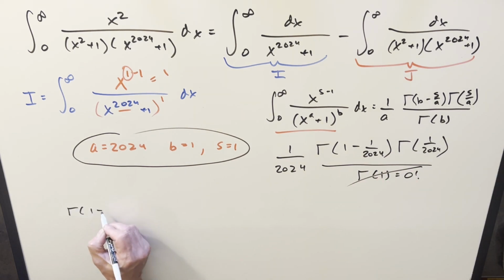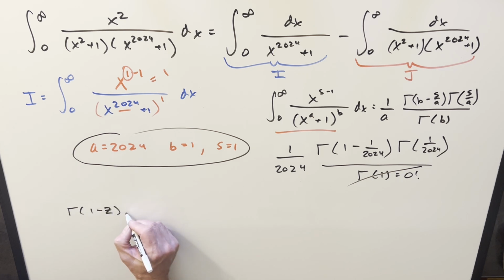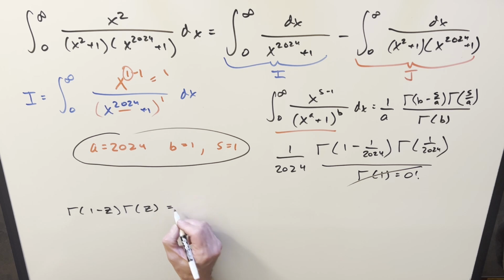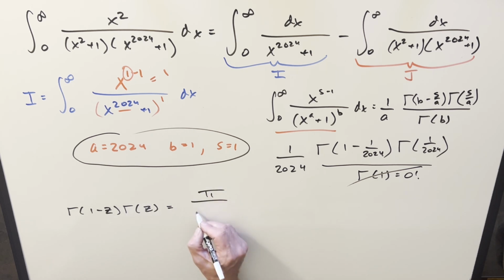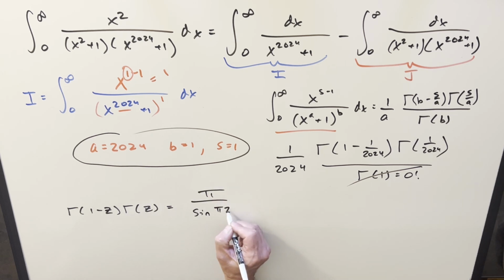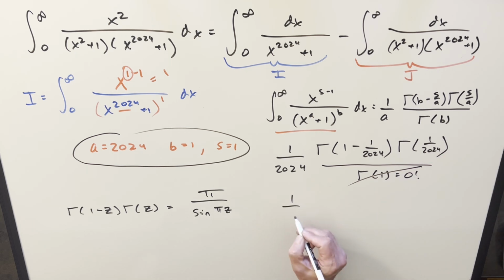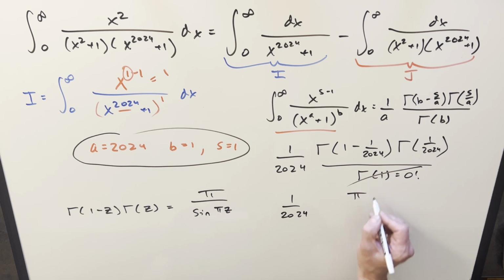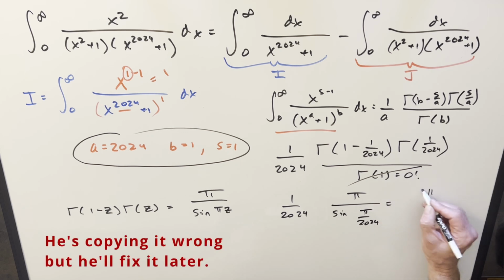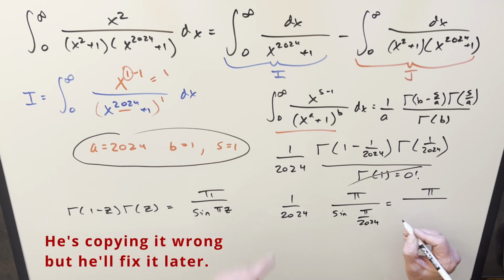So for Euler's reflection, we have gamma of 1 minus z times gamma of z. We can say the value of this is just going to be pi over sine of pi z. So in our problem, the z value is just 1 over 2024. So what we can do is write it as 1 over 2024 times pi over sine of pi over 2024. Maybe I can write it a little bit nicer, but this is going to be our exact value for the integral I.